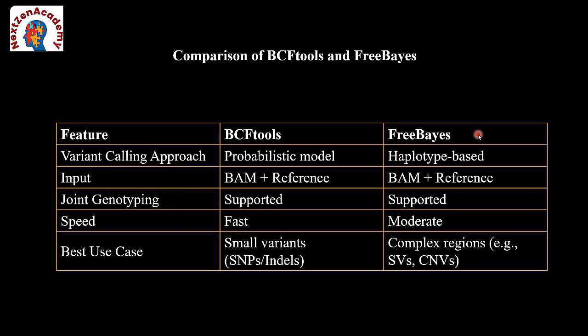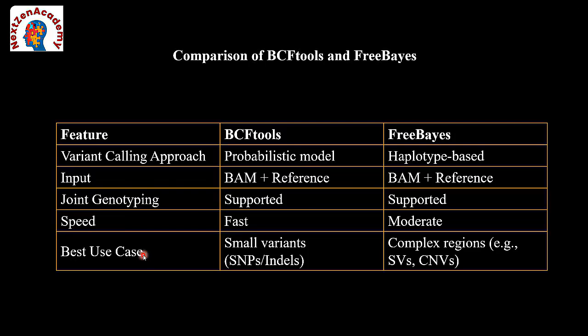FreeBayes is a haplotype-based variant calling method similar to GATK. So everything is command line based. Once we have downloaded it, we need to do the same process, the same command lines. If you want to do parallelizing, how you need to do the parallelizing stuff, and how we need to run the variant calling.